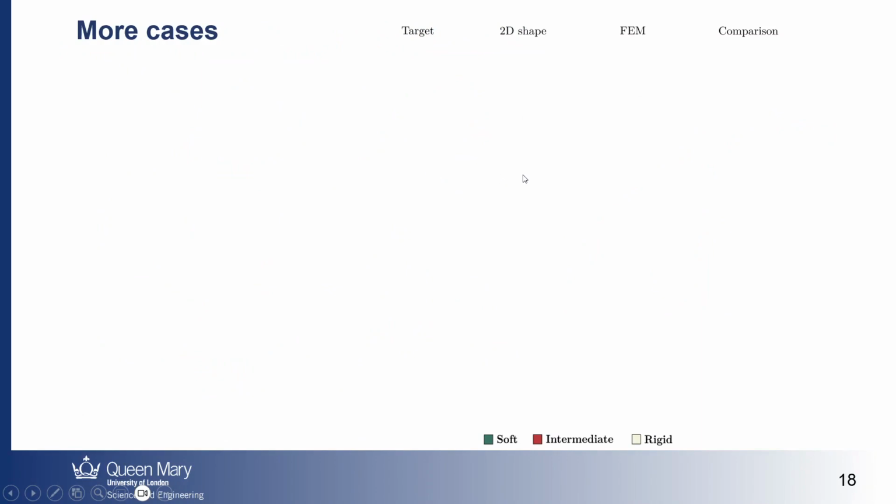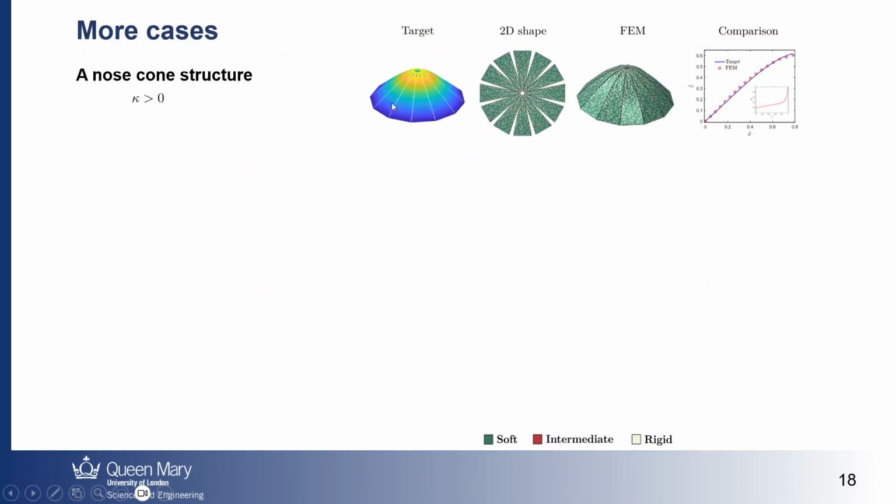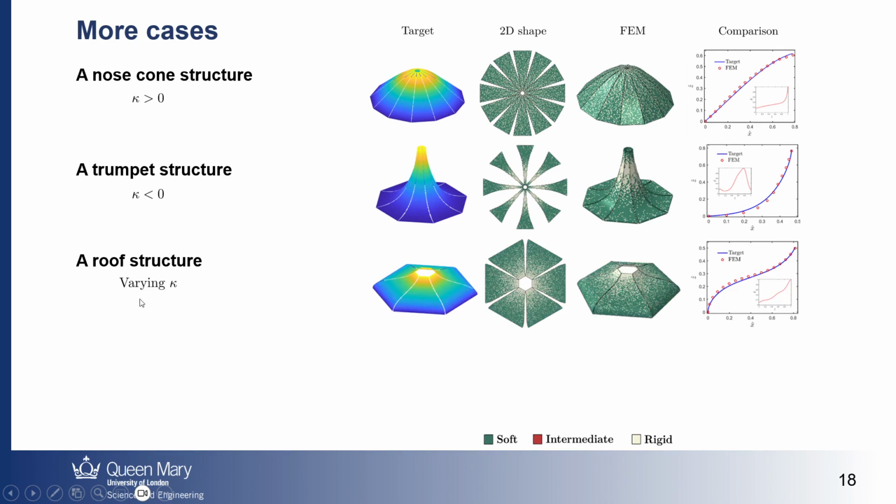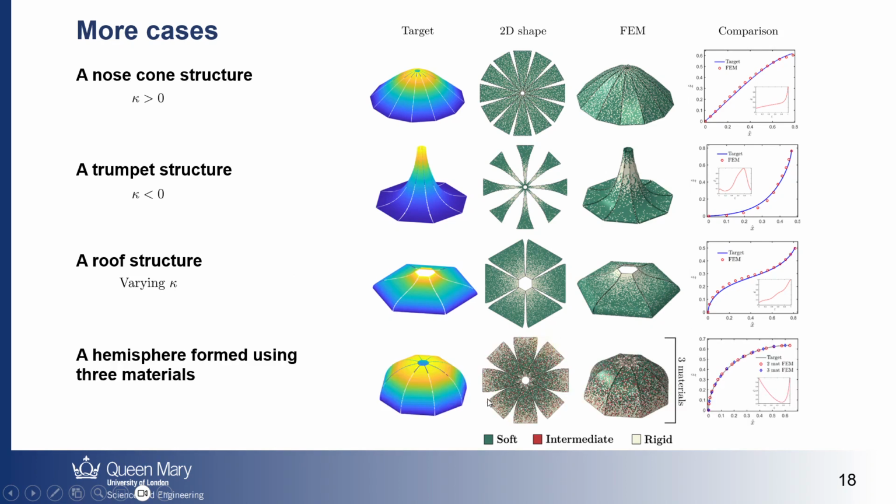There are more cases we can do. In the first case, you can see the target shape is a cone structure, and then we can use our random pattern to achieve that. With template structures like volcano shapes, we can achieve that, or roof structures with varying Gaussian curvatures. Lastly, we can also achieve this using multi-materials, such as three materials. This is particularly useful when two materials are not compatible. Then we can use an intermediate material to bond them together such that they can achieve good bonding.